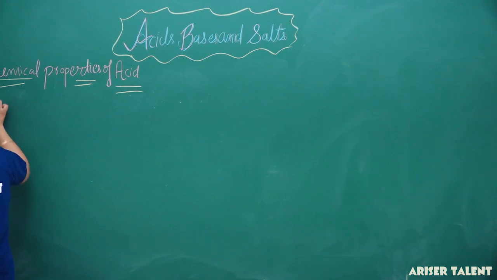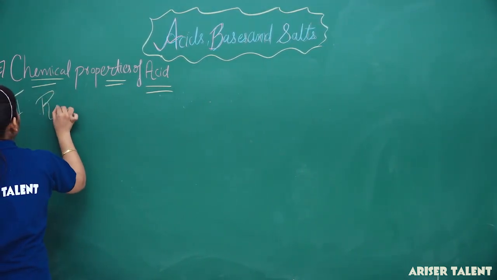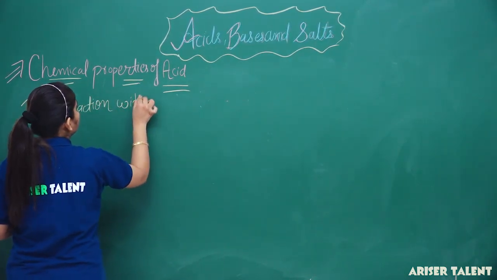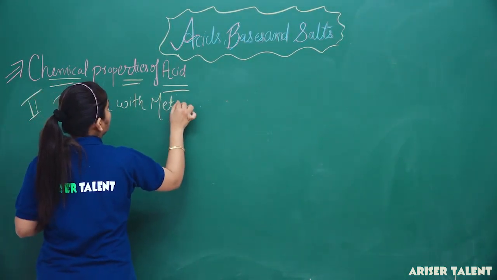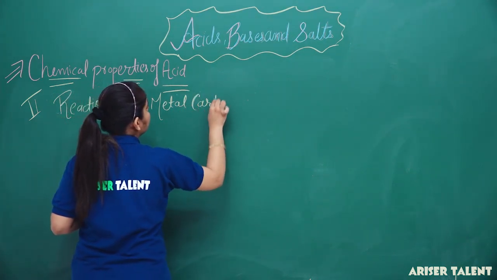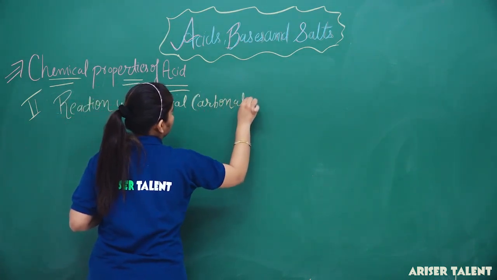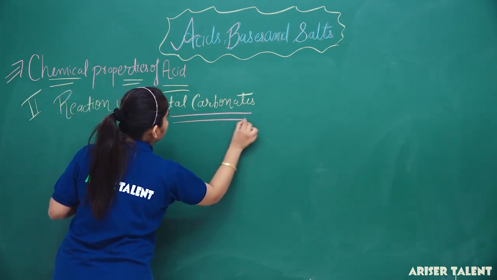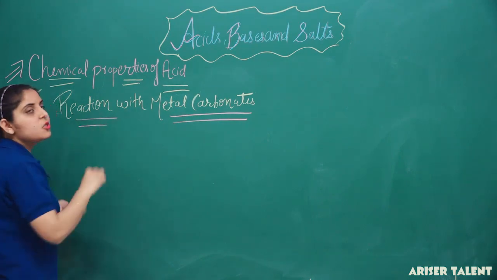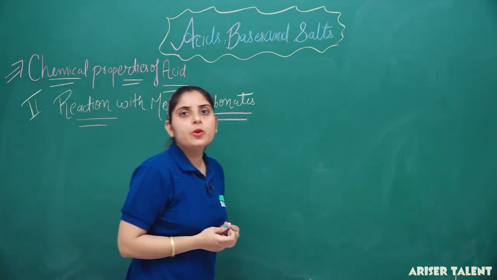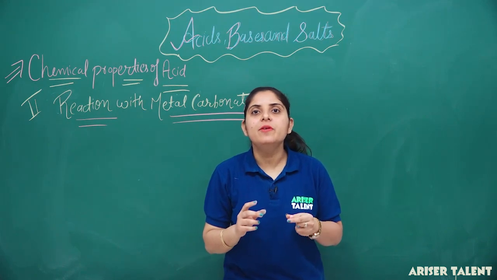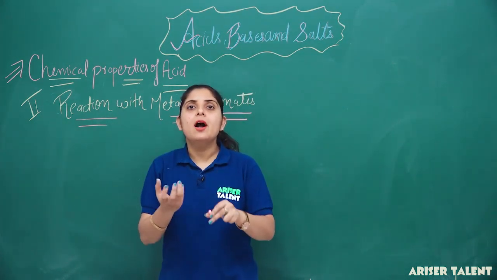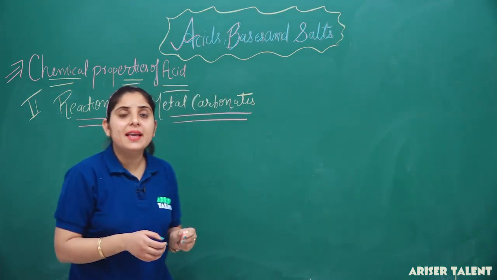So our second category will be reaction with metal carbonates. If any acid is going to react with a metal carbonate, what we will get in the product side, we will get salt plus water with the bubbling out or the evolution of carbon dioxide gas in the process.